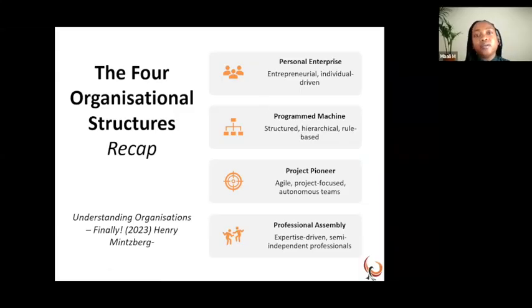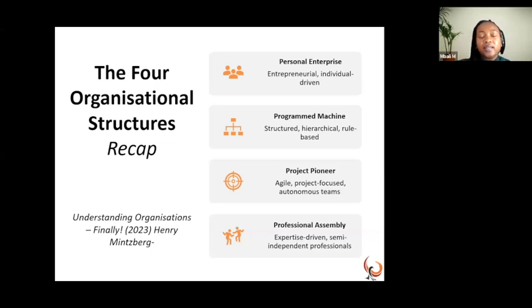All right, so a bit of a recap. Like I promised, we did a bit of a deep dive on this in last month's OD Café. So right now I'm just going to do a recap for those who didn't join, and a little reminder for everyone. We're looking at this because Mintzberg makes a very clear distinction between the 4 structures to help us understand organizations better, each of these operating under different principles and different dynamics.